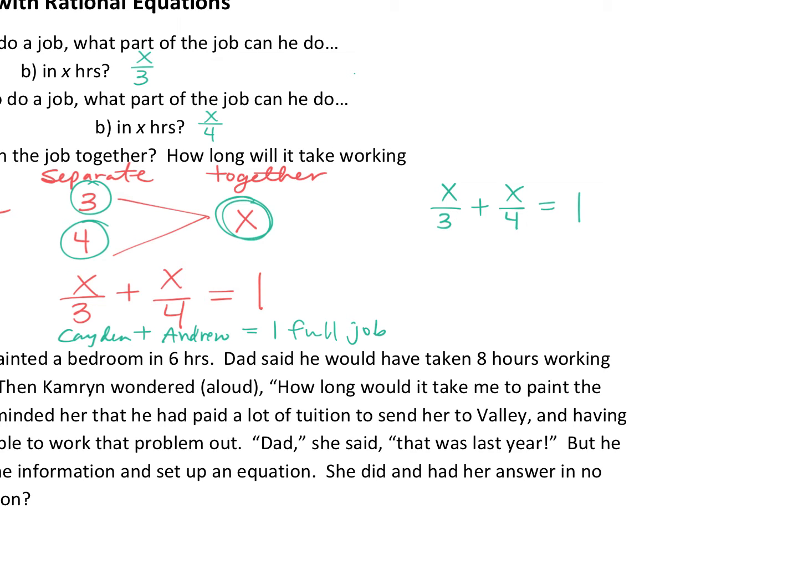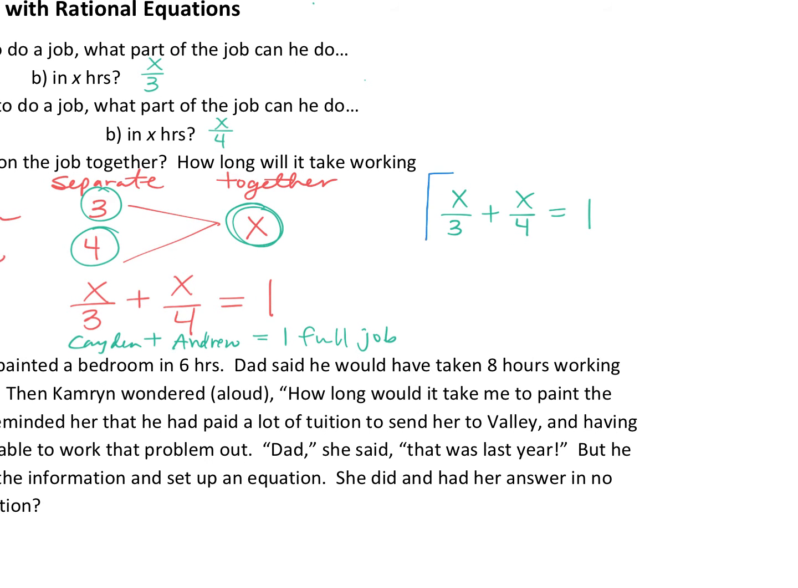What? Multiply, not by 4, by 12. Multiply by your least common denominator, right? So multiply by 12 and multiply everything by 12. Don't forget to multiply that 1. So it's 12x over 3 plus 12x over 4 equals 12.